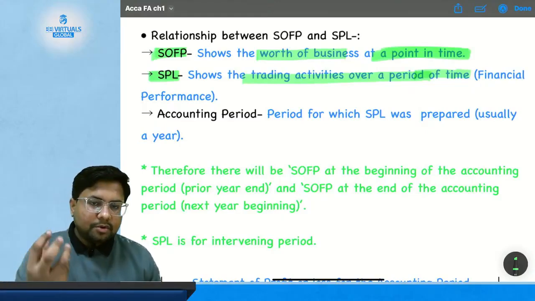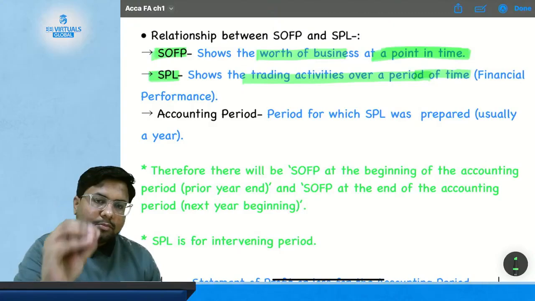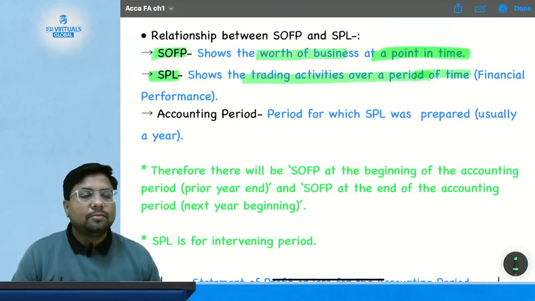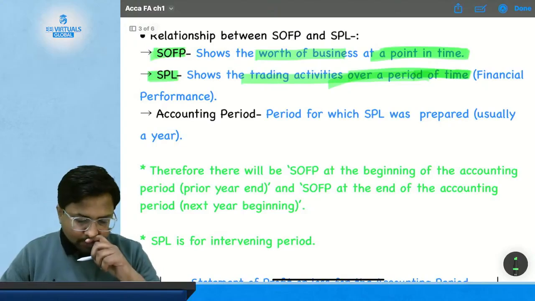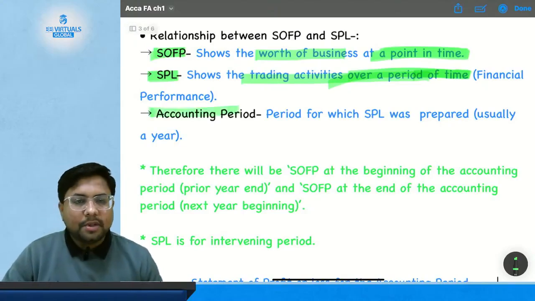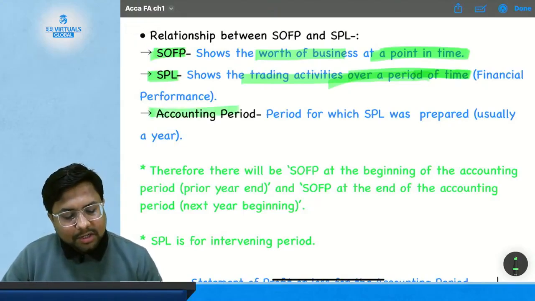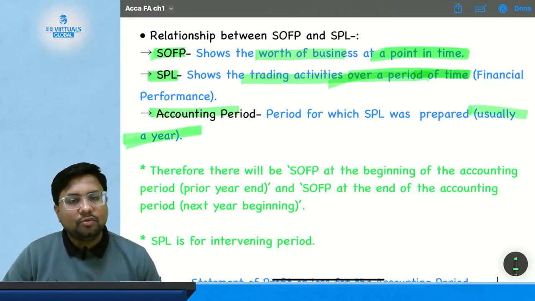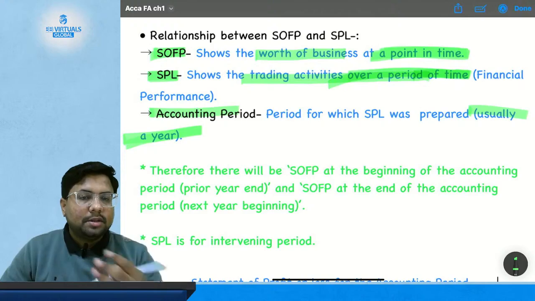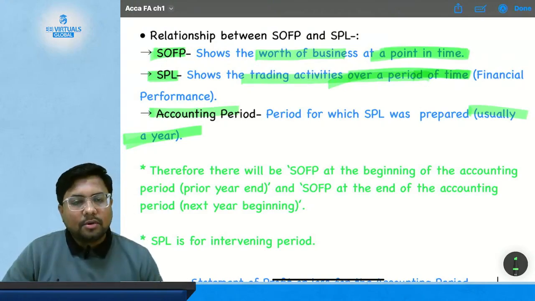So the statement of financial position deals with a particular point of time, but the statement of profit or loss deals with the accounting period, over a period of time. Now, what is an accounting period? Accounting periods are generally a year. So if you have started at the beginning of the year, the entire year will be your accounting period.